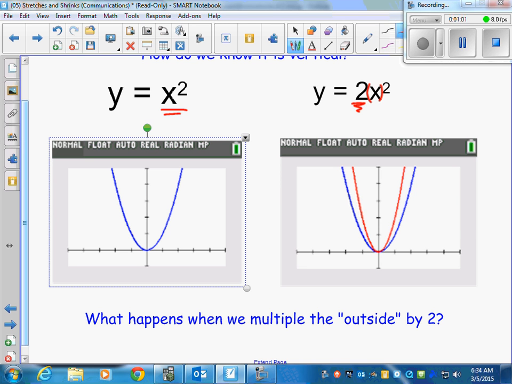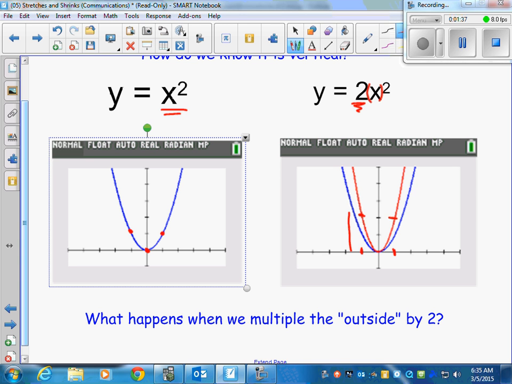So we have an outside multiplier by 2, and one thing we want to look at is critical points. When we're graphing the quadratic, our first point on either side of the central point, or vertex, should be negative 1, 1 or positive 1, 1. Now, when we look at the red graph, we can see that when we go over 1 in either direction, now we're going up 2 units to get to that point.